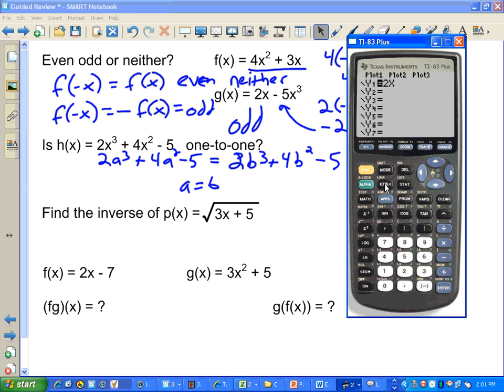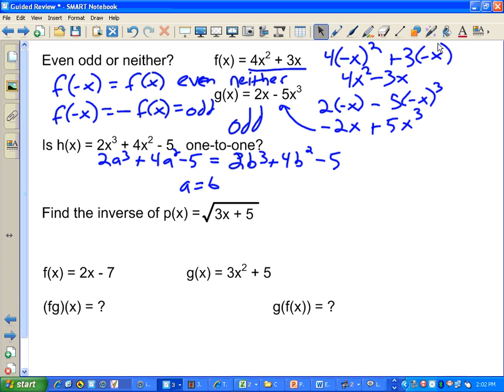So I'm going to graph this thing: 2x cubed plus 4x squared minus 5. Right there, you see right here, I failed the horizontal line test. I can put a horizontal line here that would touch the graph 1, 2, 3 times. It's not allowed to touch more than once. That means that this is not 1-to-1. No.